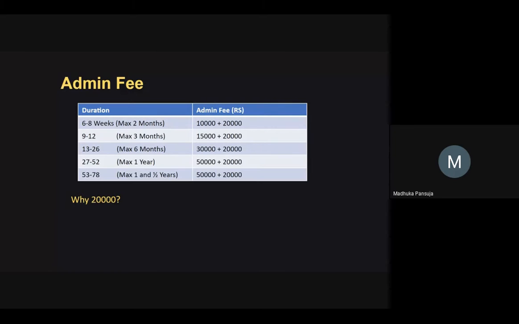Can anyone guess why I have added 20,000 separately to this fee? What is this 20,000? What are the things that we use this 20,000 for? Can you guys guess? Anyone know? Why are we using this 20,000?